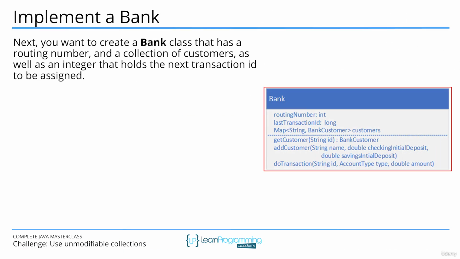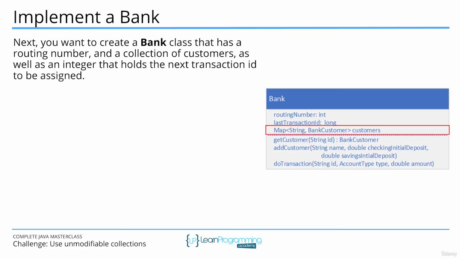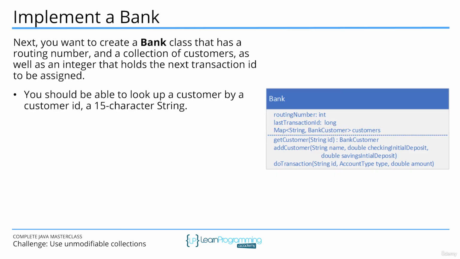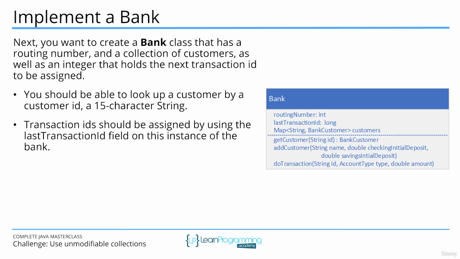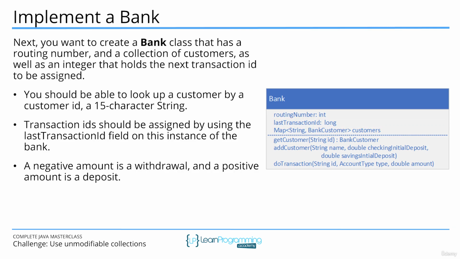Next, you want to create a bank class that has a routing number and a collection of customers as well as an integer that holds the next transaction ID to be assigned. You should be able to look up a customer by a customer ID, a 15-character string. Transaction IDs should be assigned by using the last transaction ID field on this instance of the bank. A negative amount is a withdrawal and a positive amount is a deposit. Don't let the customer's account balance go below zero.